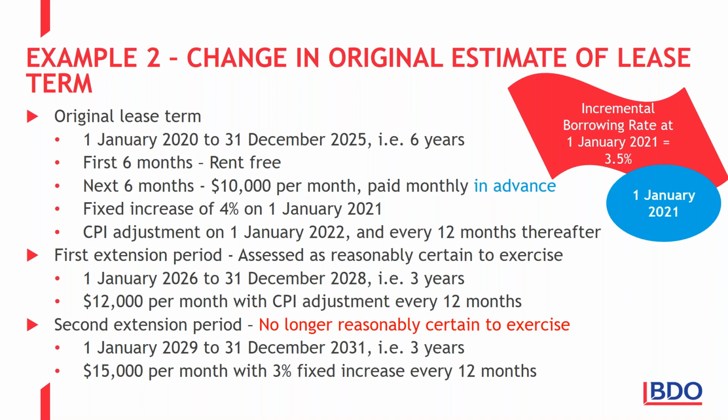And again, I'm giving you the incremental borrowing rate, and I'm saying the incremental borrowing rate on the 1st of January 2021 is 3.5%. Because we know when we change the lease term at that date, we also have to use a new incremental borrowing rate. So how would we deal with this?